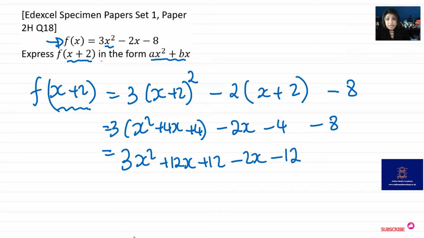So if you collect like terms, then you will have 3x squared plus 12x minus 2x. That's going to give you plus 10x. So that's plus 10x plus 12 minus 12, that is 0. So your final output is 3x squared plus 10x.